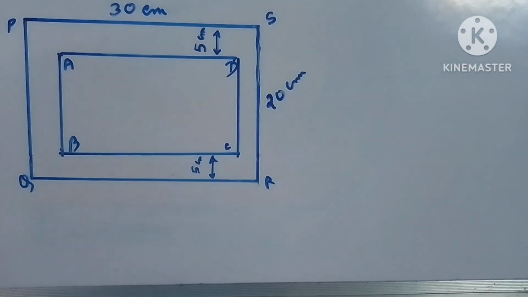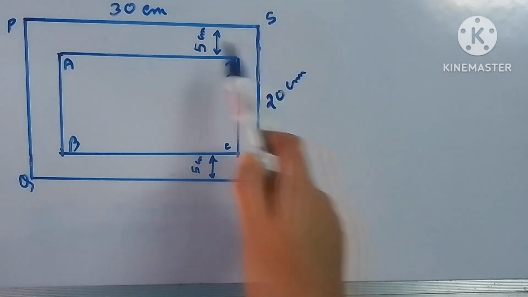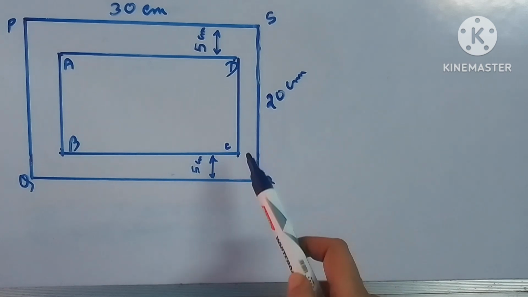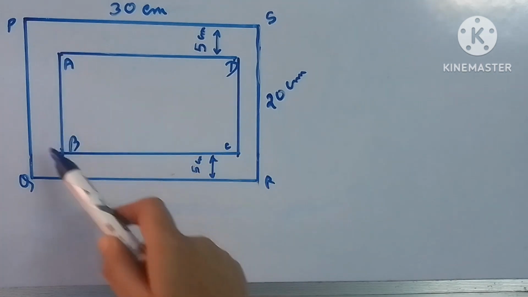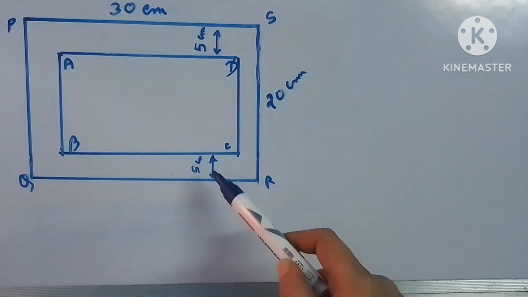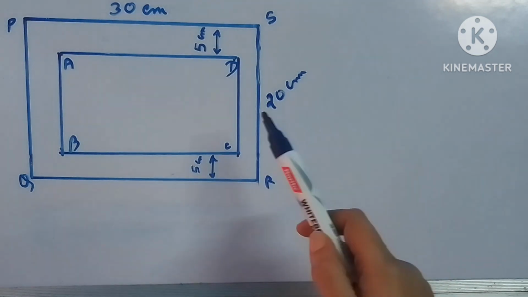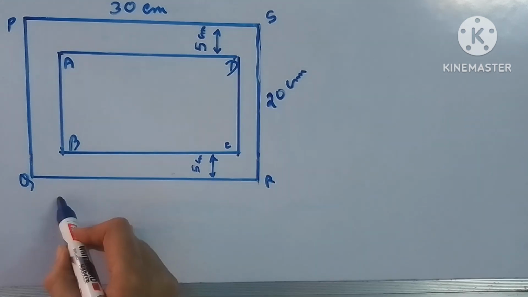Let's discuss one important sum here. PQRS is a rectangular page and ABCD is the margin inside the page. Now, how to calculate the area of the margin portion? The length of the page is 30 cm and breadth is 20 cm, and the thickness of the margin area is 5 cm.